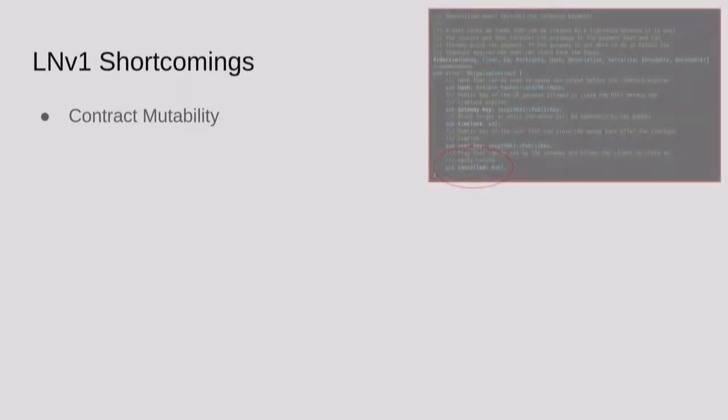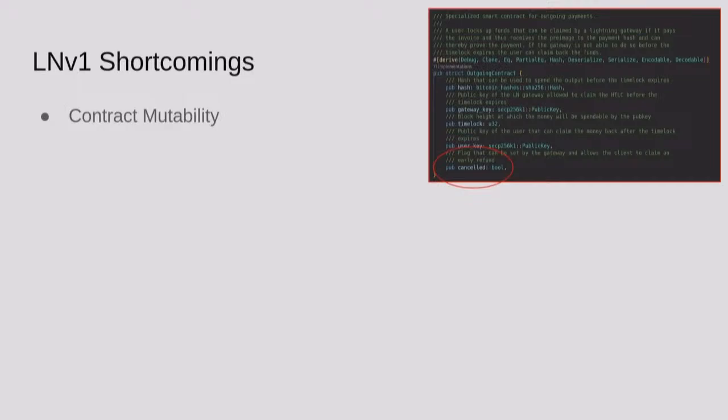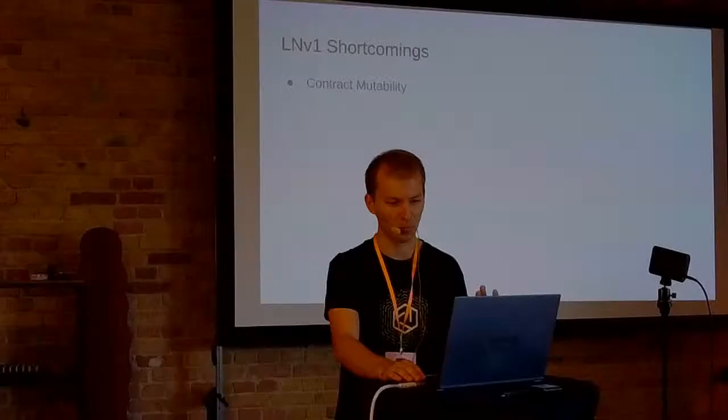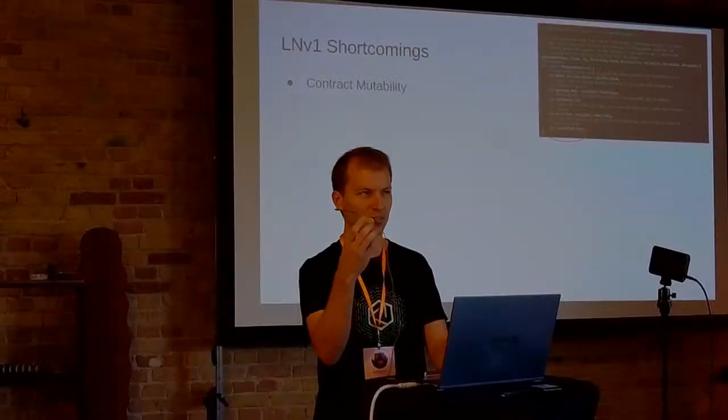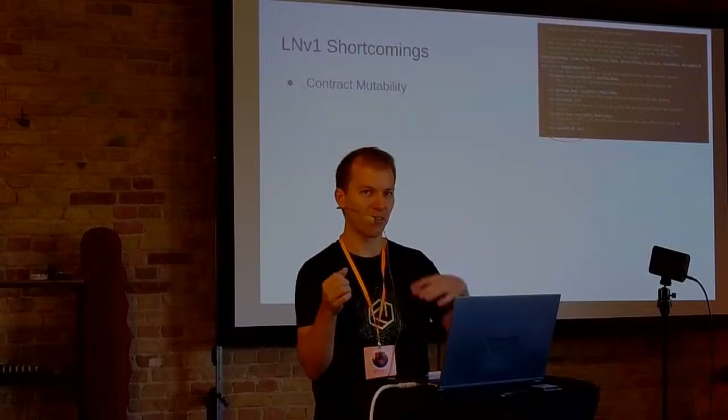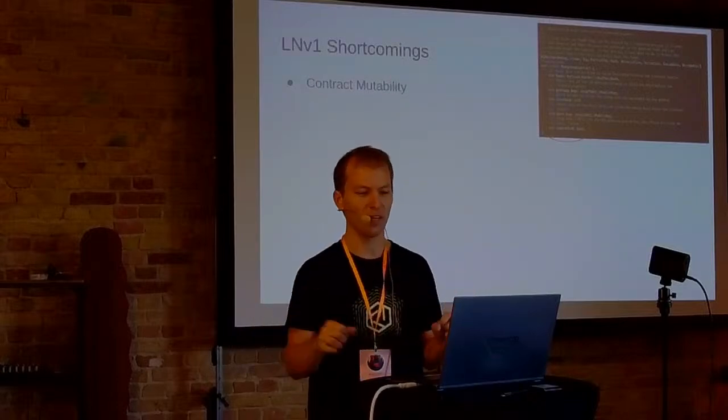Okay. So as I mentioned earlier, this was our V1 protocol. This is what's in production right now. But if you squint hard enough, there are a number of issues with the protocol. So we can go over some of these right now. The first one is contract mutability. Both the outgoing contract and the incoming contract have data in the federation that either the client or the gateway can change.